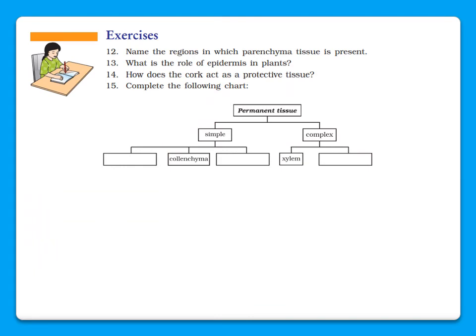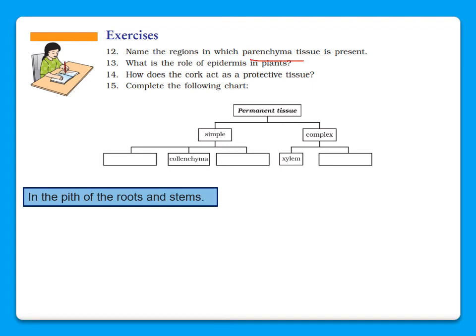Question number 12 is: name the regions in which parenchyma tissue is present. They are present in the pith of the roots and stems. What do we mean by pith? Actually, this part is known as pith. This one. This is known as pith. That is the pith of the fruit.